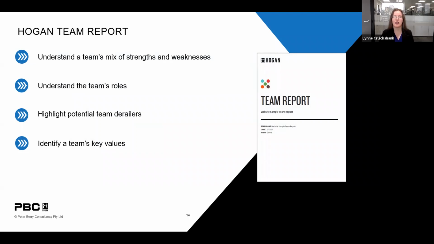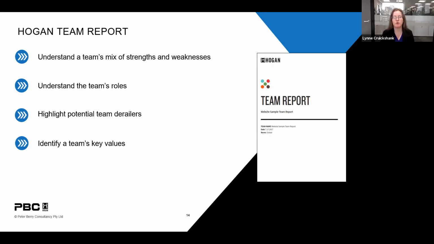And then, as I said, the other option that we can also use is the Hogan team report. In terms of this report, it is really designed to understand the team's mix of strengths and weaknesses or opportunities, and looks at it in terms of 3 different aspects. One aspect is understanding the natural roles that people are likely to gravitate towards based on their particular personality. The other aspect is looking at a team's collective derailers, what that may mean, and finally, what the team's key values are as well.